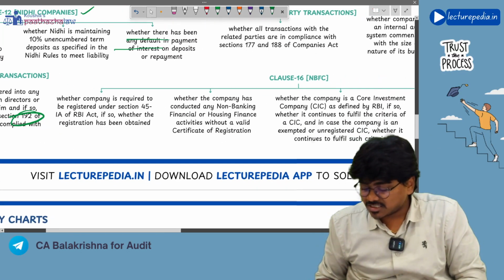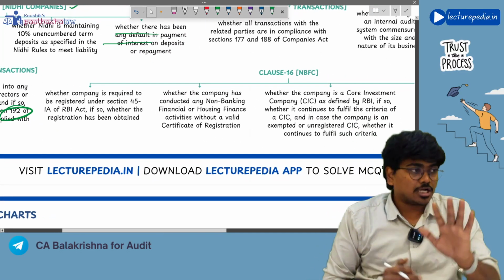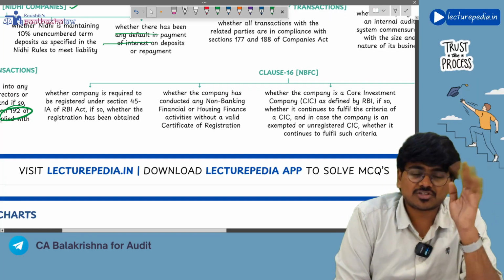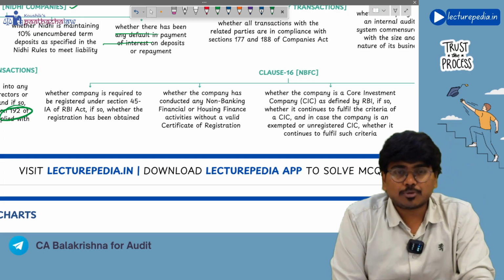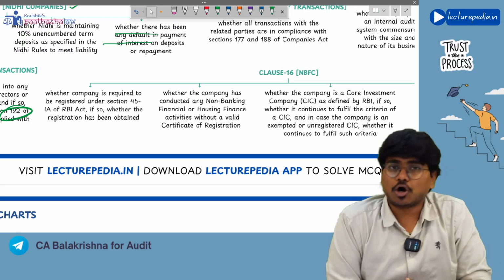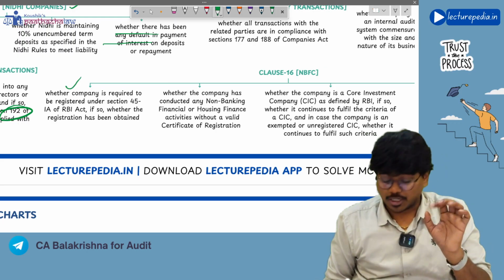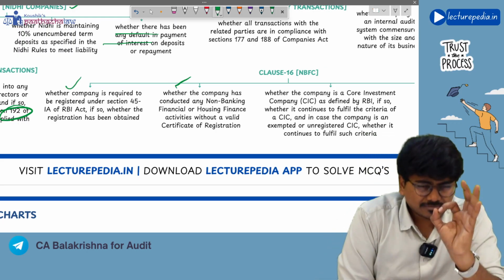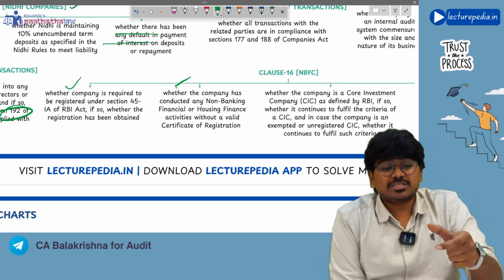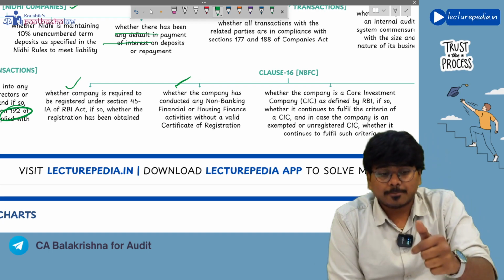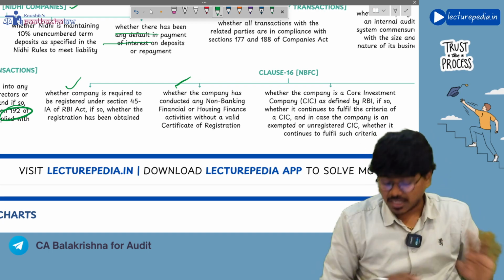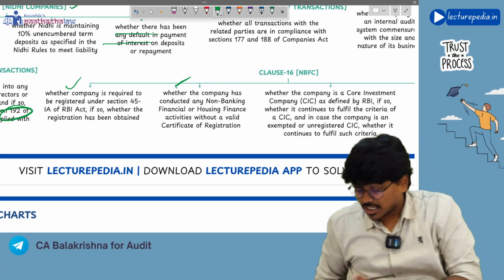Next, clause 16 with respect to NBFC. With respect to NBFC, in order to start the business of an NBFC, you need to obtain a certificate of registration from RBI. So the auditor will report whether this NBFC has obtained a certificate of registration from RBI or not. That is the first point. Second point, the auditor will report whether this company is doing the business of an NBFC or the business of housing finance without obtaining a certificate of registration from RBI. That is the second point that will be reported.